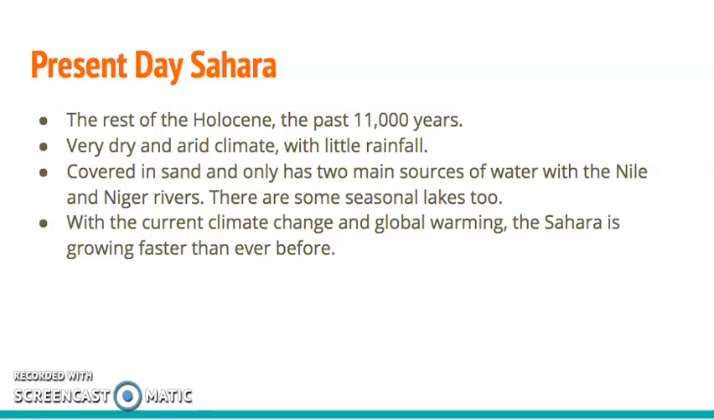Now we're at the present-day Sahara. The present-day Sahara consists of the rest of the Holocene, which is the past 11,000 years. During this era, the Sahara changed back into a dry and arid climate with very little rainfall. Like mentioned before, the only two water sources available in this massive Sahara are the Nile and Niger rivers. Although these rivers are big, they are not enough to support large groups of people, which is why there are not as many humans living in the Sahara as there were.